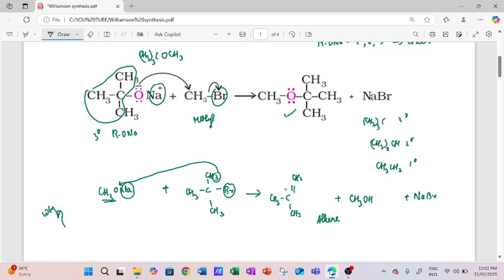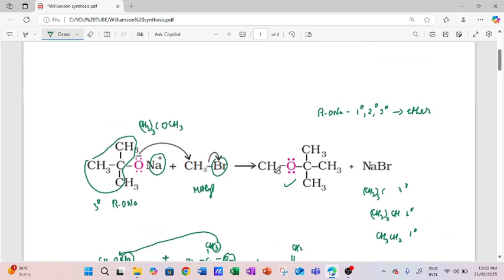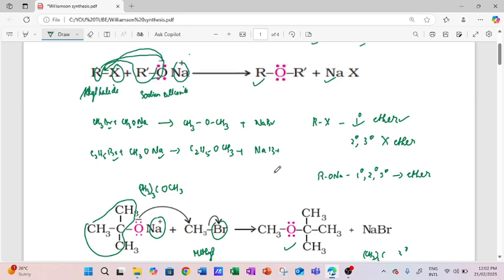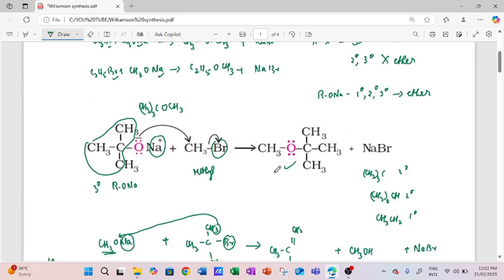So normally in the previous reaction, as I told you, when we take an alkyl halide and sodium alkoxide, the oxygen of sodium alkoxide has electron richness, electron density over there. That electron is donated to the alkyl group. That's what we call a nucleophile. The sodium alkoxide is always acting as a nucleophile.